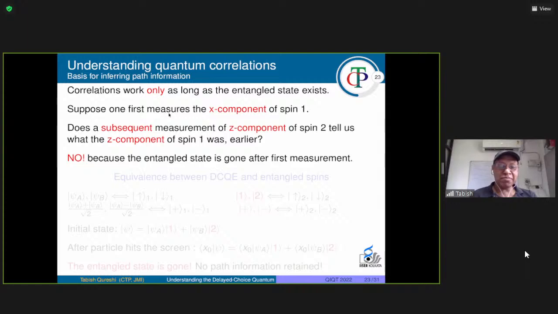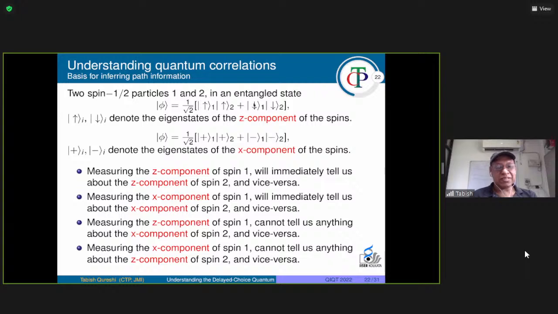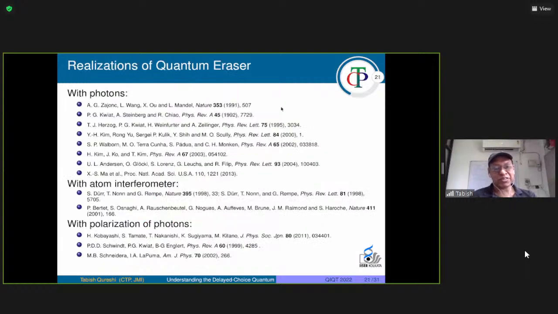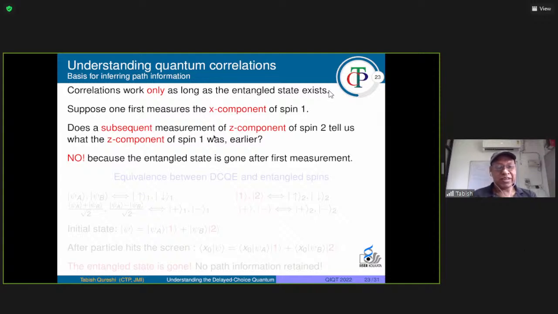So now suppose one measures the x component of spin 1, and you have not measured spin 2. Now if I ask you, does a subsequent measurement of the z component of spin 2 tell us what the z component of spin 1 was earlier? Because you know that information on z you can get from here. So for the second particle you are measuring the z component, but first you have measured the x component of spin 1.